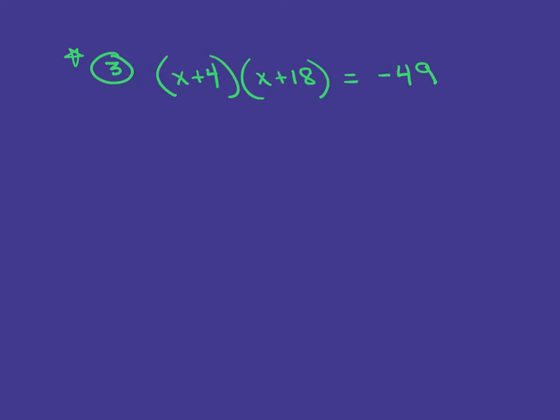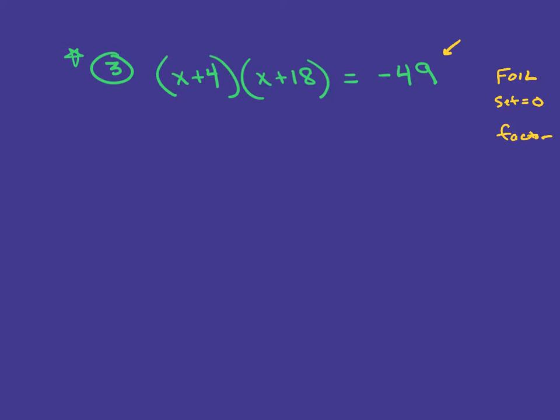Number 3, x plus 4 in parentheses times x plus 18 in parentheses equals negative 49. I put a little star out to the left of this just so you do notice that we're not equaling to 0 here. So if you've got two parentheses equal to 0, pretty straightforward to solve it. But if it's equal to something else, if it's equal to negative 49, you'll want to FOIL. And then we're going to set it equal to 0, and then we're going to factor after that.